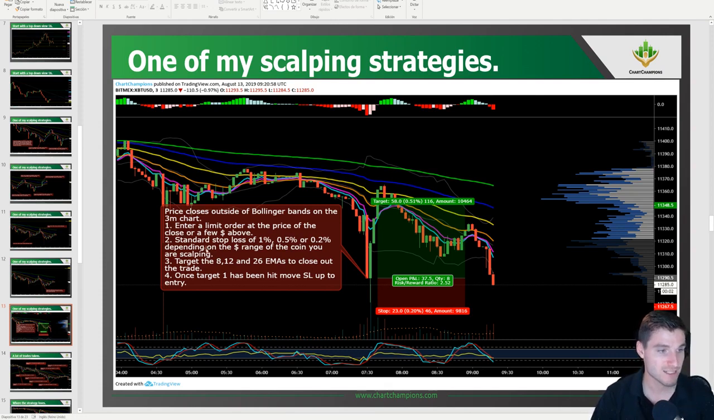Okay, standard stop loss of 1%, 0.5%, or 0.2%, depending on the dollar range of the coin you are scalping. And you target the 8, 12, 26 exponential moving averages to close out the trade. Once one target has been hit, so the 8 exponential moving average, move stop loss up to entry. That way, if you hit the 8 and get rejected, you have a winning trade and you don't lose any money.